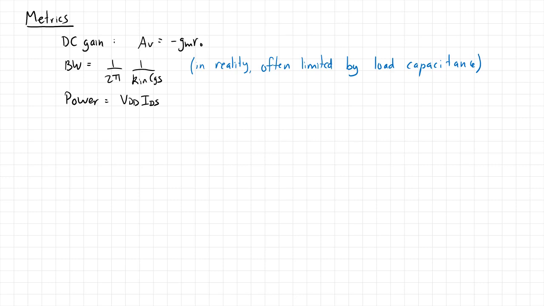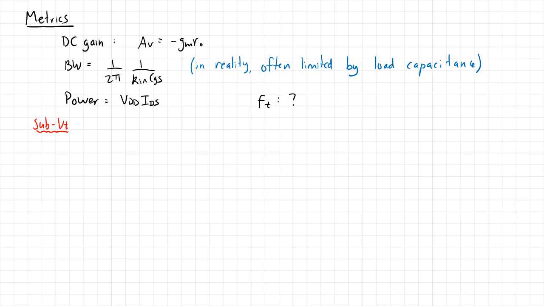There's another metric we might want to investigate, FT. That is basically a metric of the maximum frequency at which the current gain of the transistor is greater than or equal to one. That's something we could analyze. We don't really have time in this course. They do analyze it heavily in the RF series of courses, so if you're interested in that, take a look.